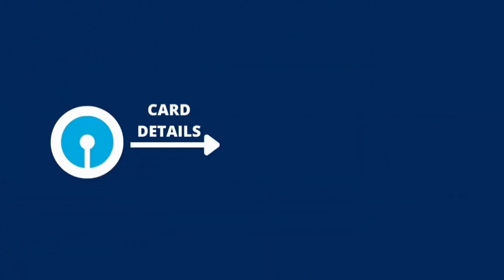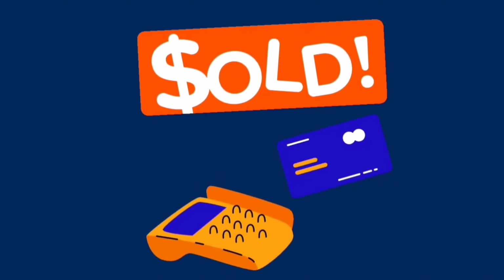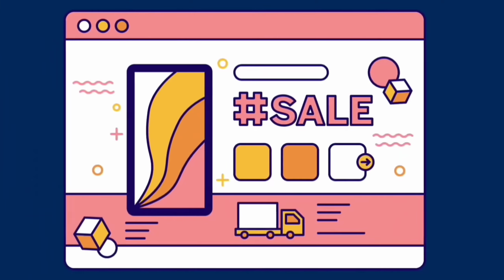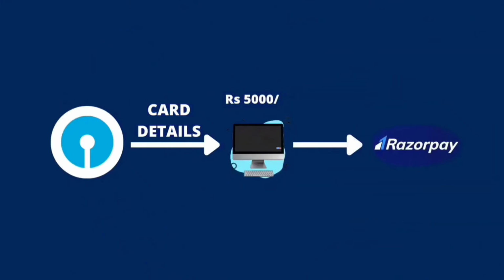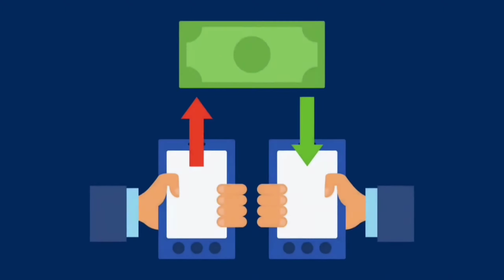When I enter my SBI card details to make a 5000 rupees payment, my card details get entered into the payment gateway of the website. In this case, let's say it is Razorpay, which helps the merchant receive payment from different sources like credit, debit, and UPI. Now I am making a debit card transaction.